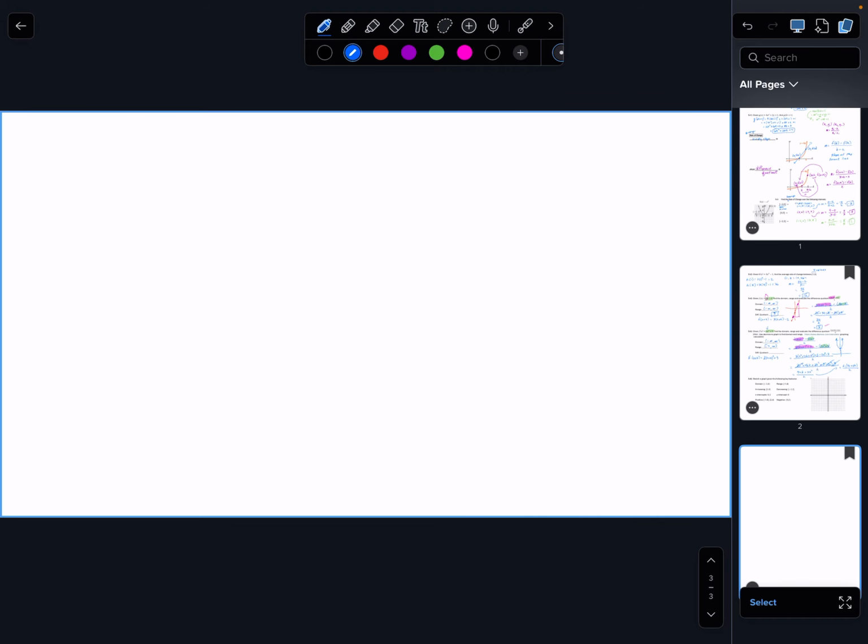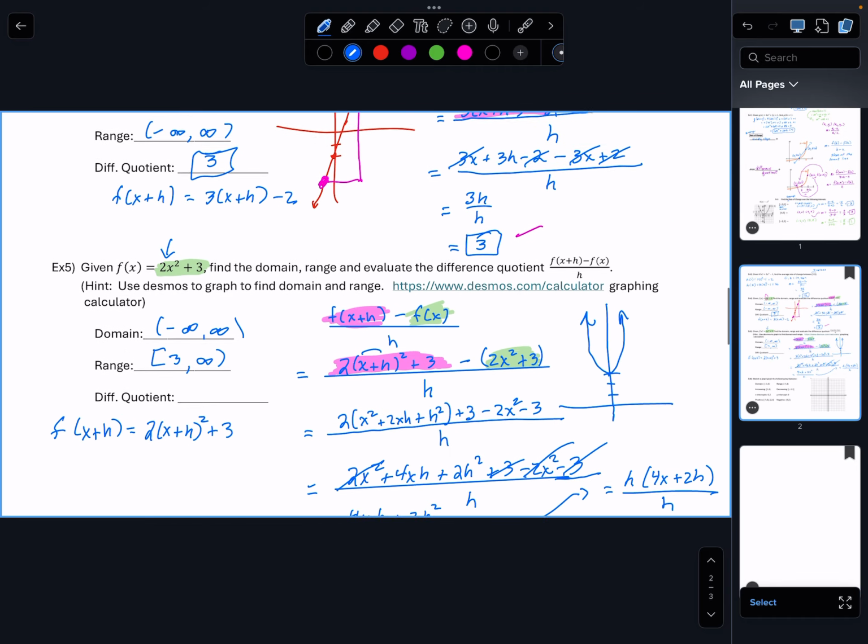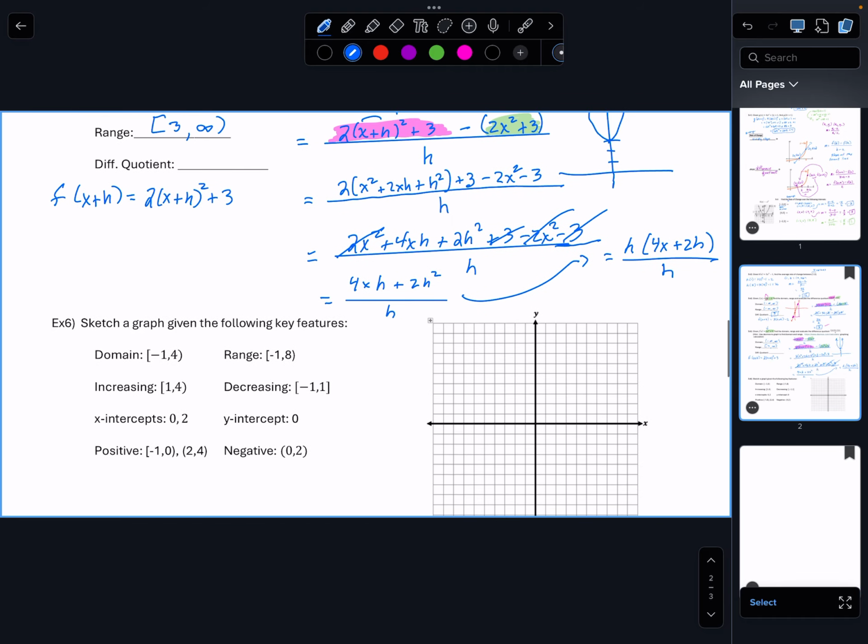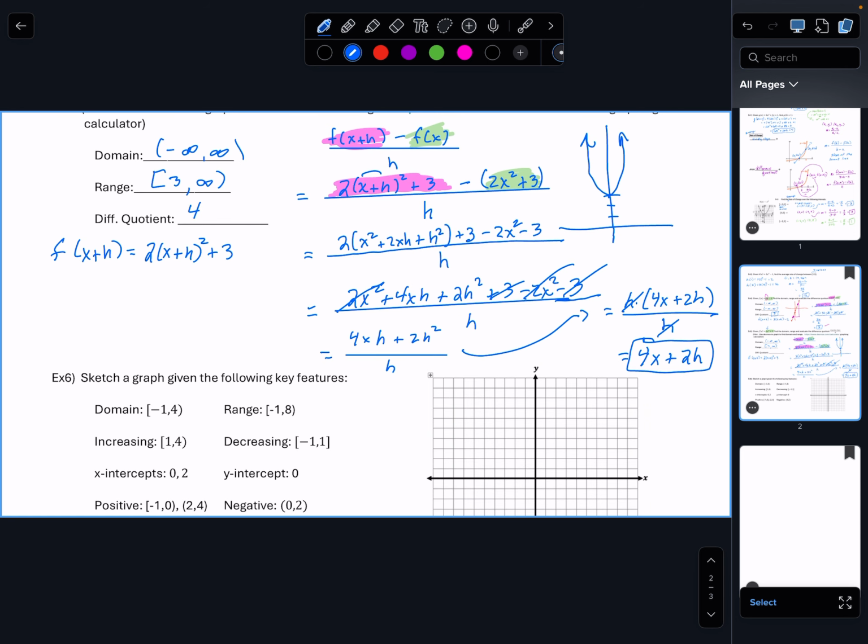now I have a product of terms. And when I have a product of two terms, I can cancel. And my end answer is this: 4x plus 2h. Notice it has a variable in it because the slope is changing on a curved function. So you don't get a single numerical value. And so that is your difference quotient result.